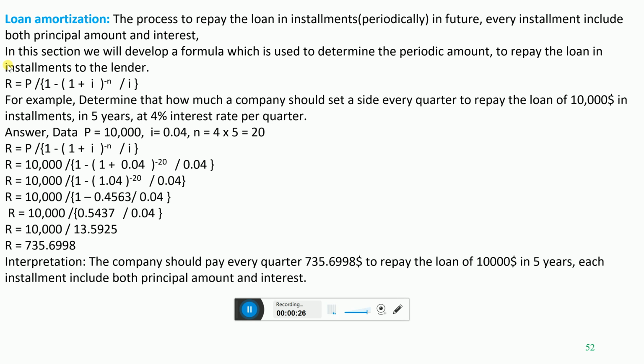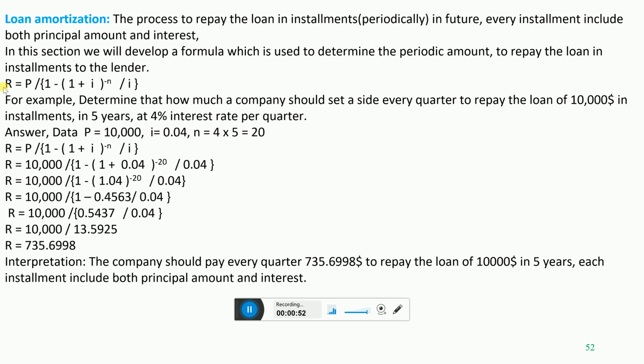Now in this next section we will develop a formula, and with the help of this formula we will estimate and compute the amount of installment, that is how much the borrower has to repay in every installment, which includes the principal amount as well as interest earned.